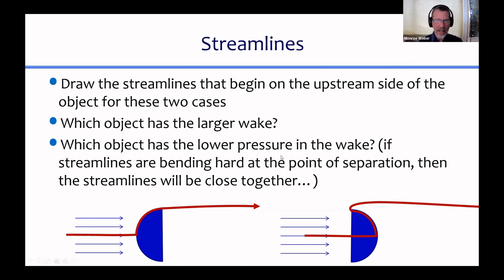And then, okay, point number 3 here is which object has the lower pressure in the wake? Drag is caused, partially, by there being a low pressure in the wake. And if the streamlines are bending hard at the point of separation, then the streamlines will be closer together, and that leads to some interesting consequences.